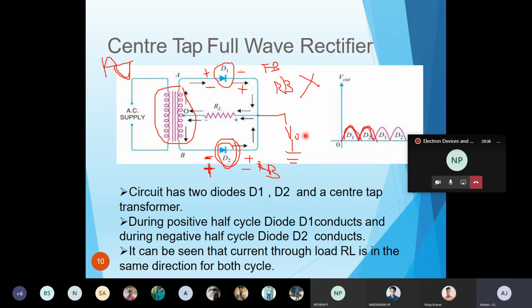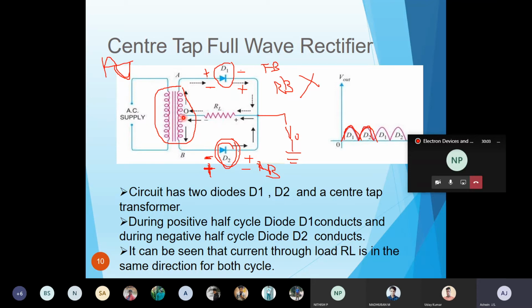So during the forward bias, D1 will conduct, so I may get the waveform, and during the negative bias, D2 will conduct. So conduction will occur in this direction. Okay, you can see here. Initially it comes in this direction, and for the negative cycle, it will come in this direction. The center tap is nothing but grounded.